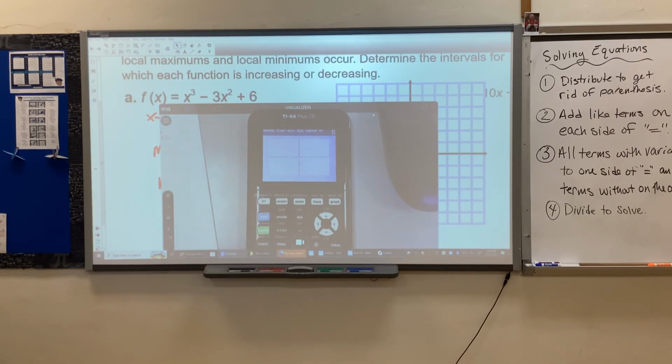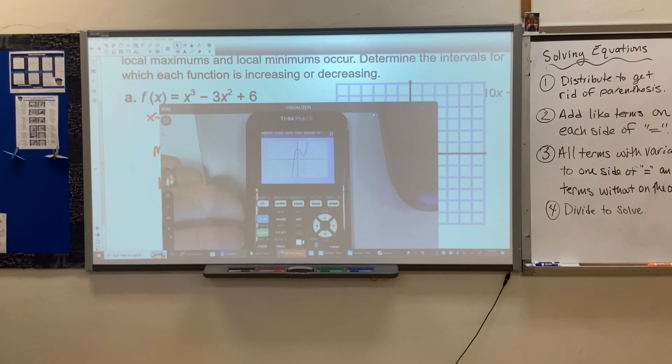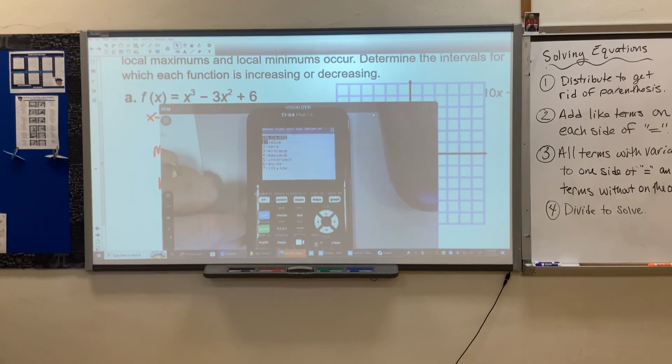Zoom 6. Okay. Only crosses the x-axis in one spot. Do you guys know how to find the 0? The single 0, use second trace. And there's a function called 0. So choose it. You choose it by pushing number 2. And it wants you on the left side of the 0 and the right side of the 0.